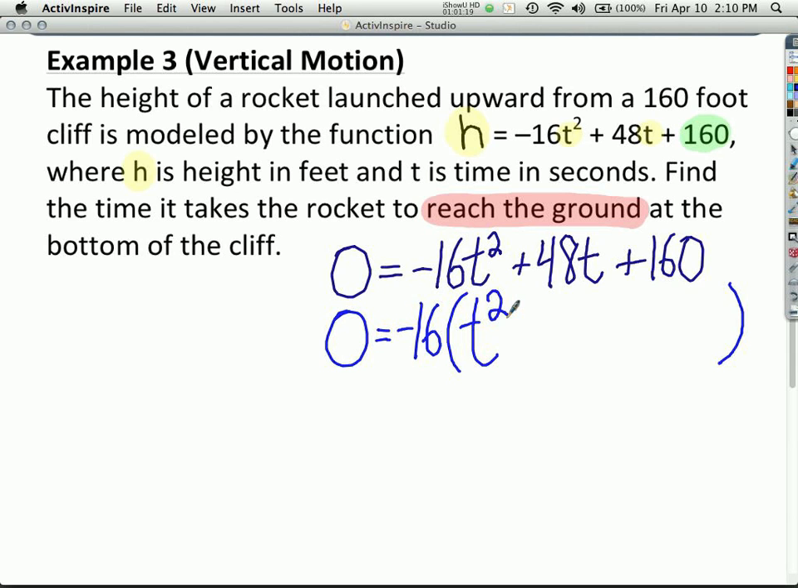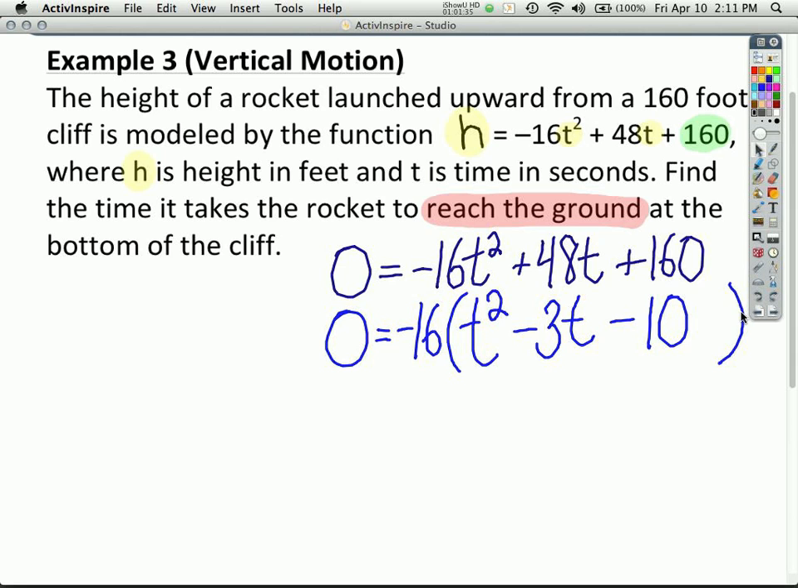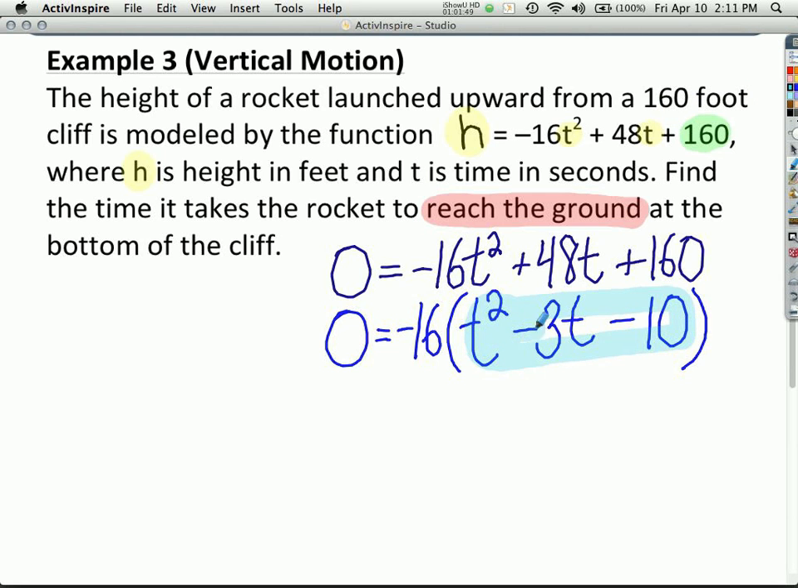Watch how easy this becomes. Could someone help fill in the rest of what's left? Go ahead, Cheyenne. T squared minus 3t minus 10. And so now we went from this really complex looking equation to something that should not really feel too intimidating. This quadratic right here.